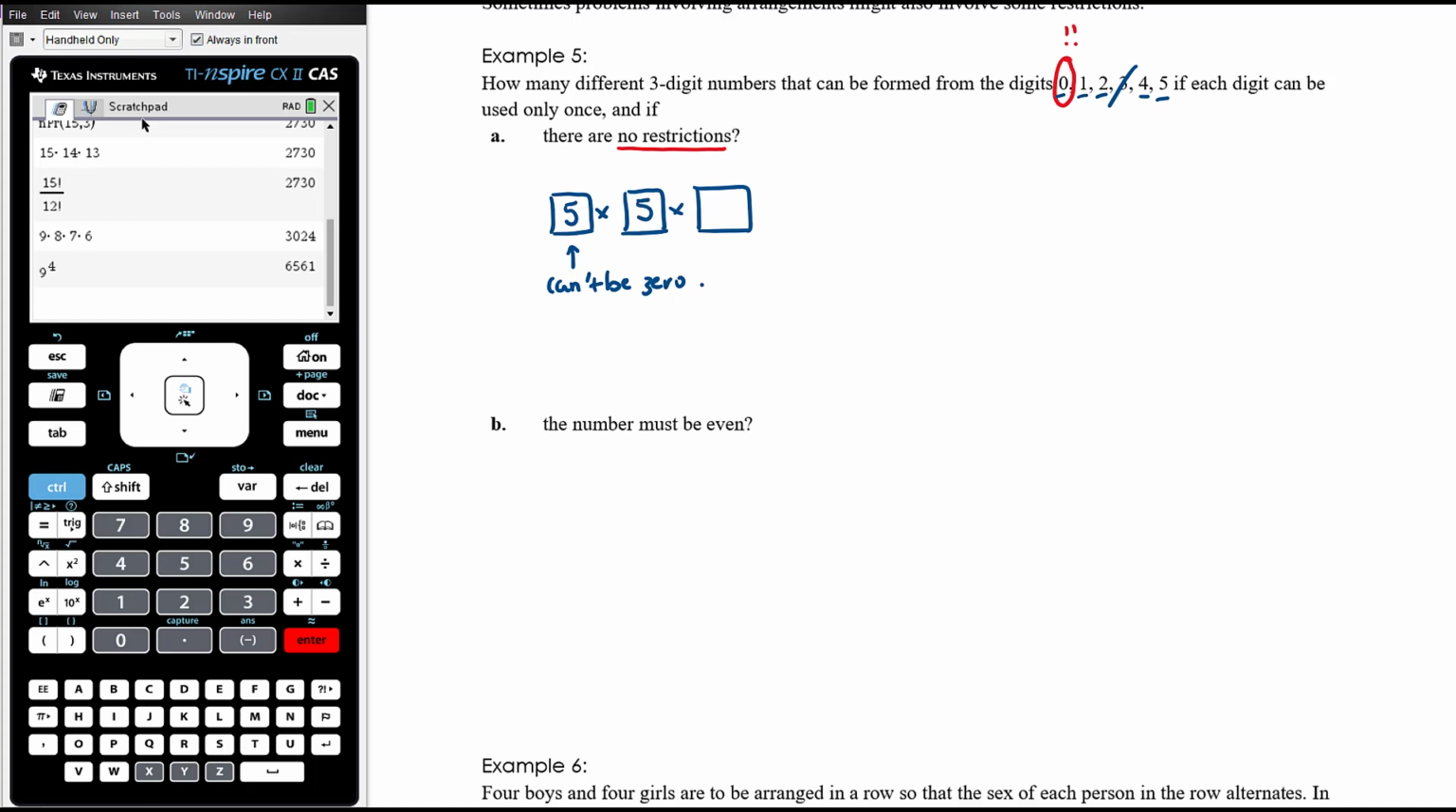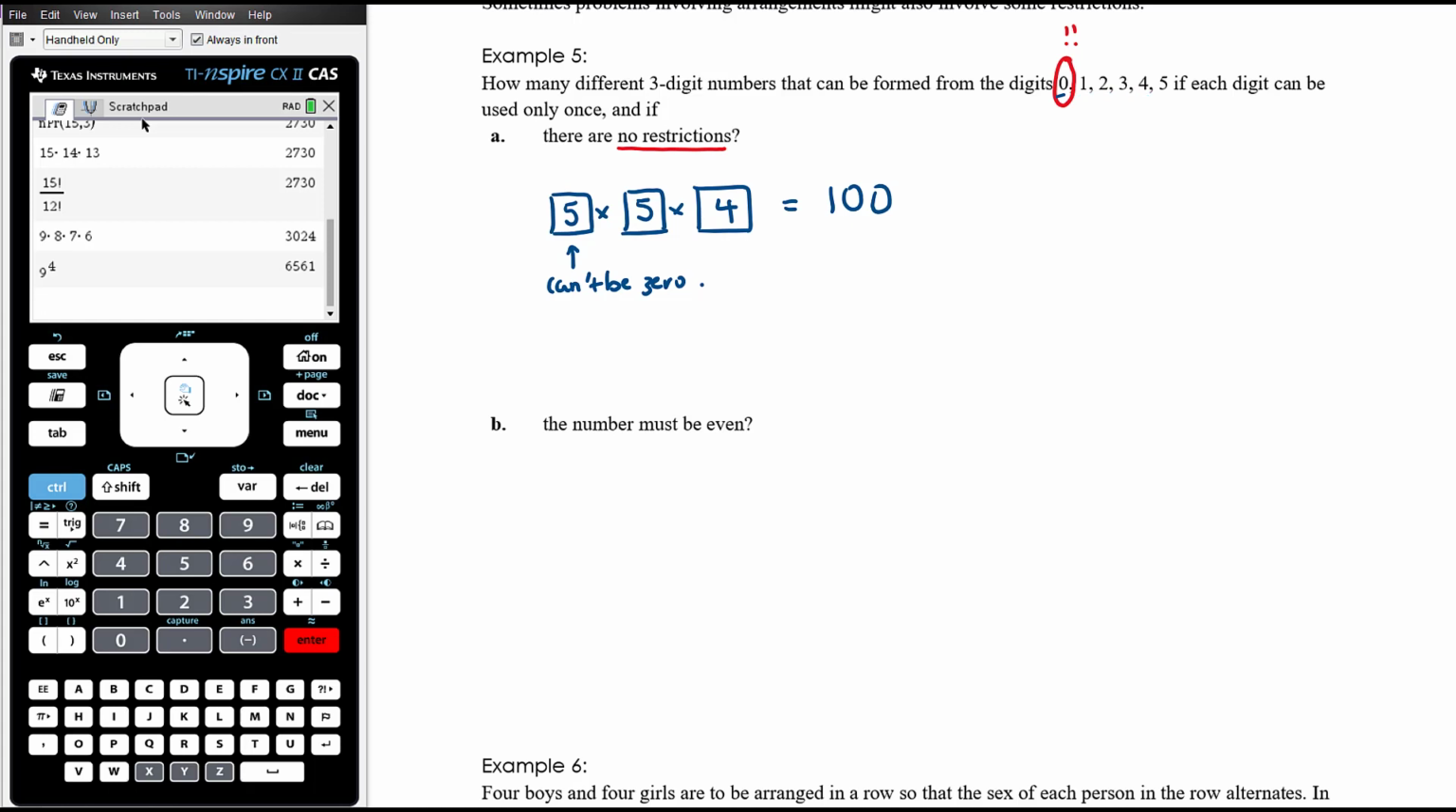And then we now have only 4 options remaining. We had 6 digits, we've used 2, we only have 4 options left for the last one. So it's not going to be 6 times 5 times 4, it's going to be 5 times 5 times 4 because we cannot put a 0 in the first position. 5 times 5 is 25 and that times 4, so there's 100 different 3-digit numbers we could create with these restrictions.